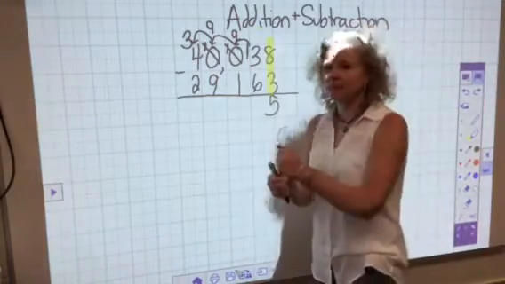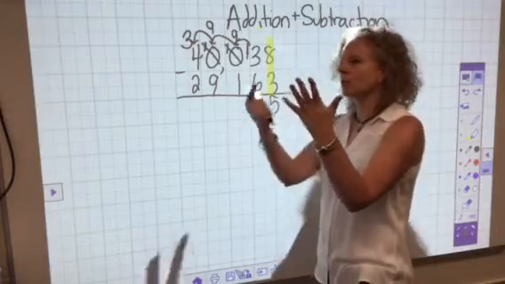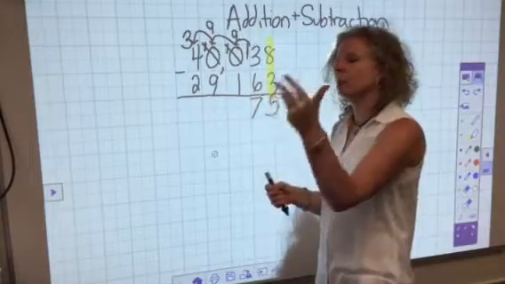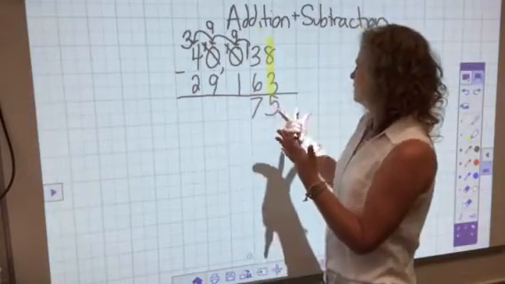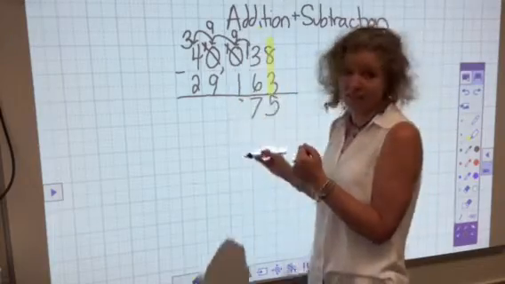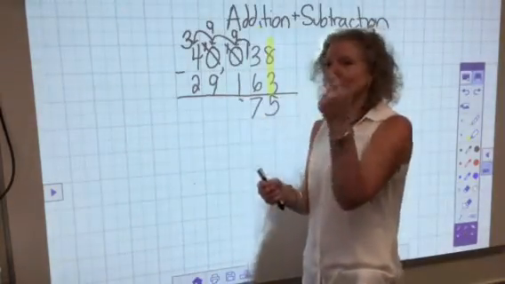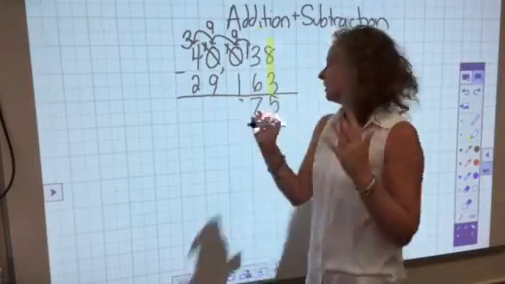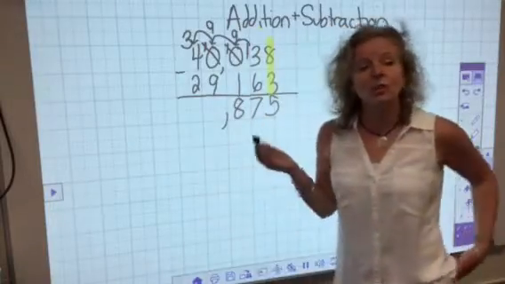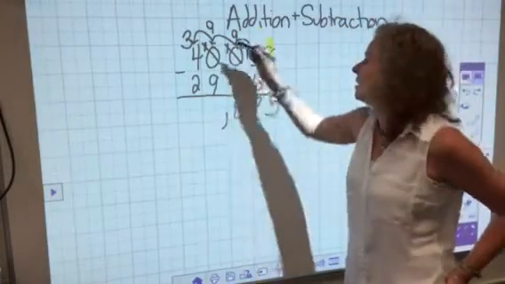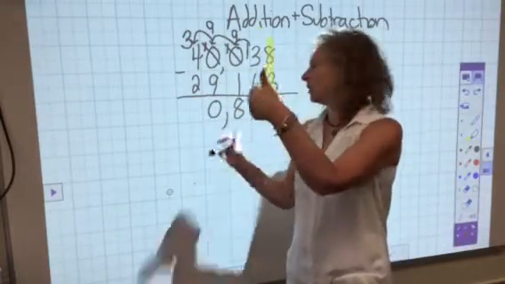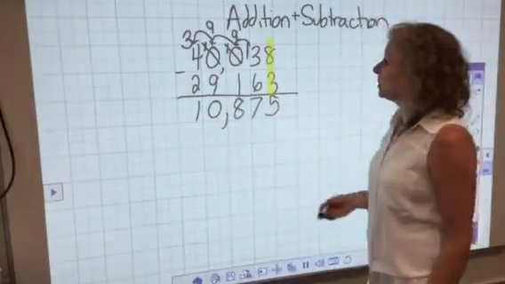13 minus 6, 6, 7, 8, 9, 10, 11, 12, 13. Gets me a 7. 9 minus 1, 1, 2, 3, 4, 5, 6, 7, 8. All right, so 9 minus 1 gets me up to 8. 8 fingers up. 9 minus 9, the subtraction rules: anything minus itself gets you 0. 3 minus 2, 2, 3. That's going to be my answer.